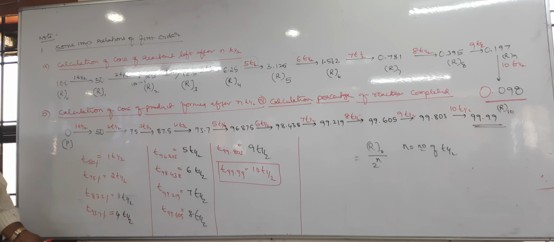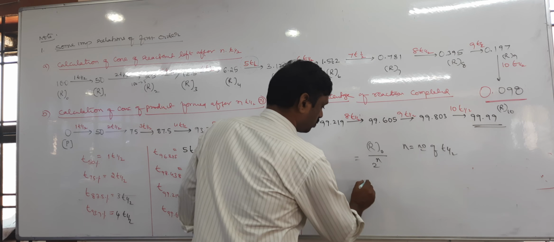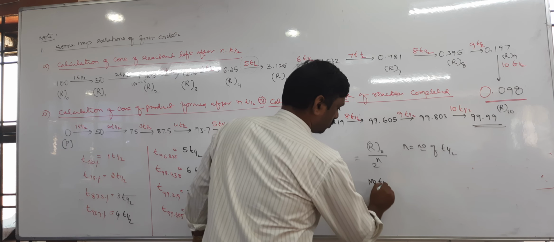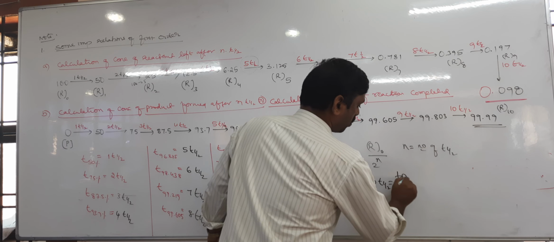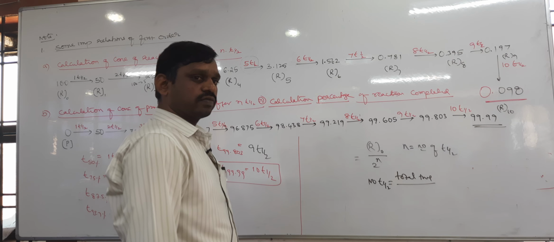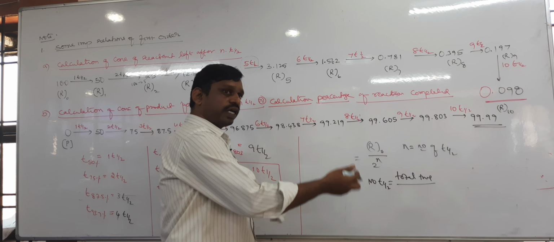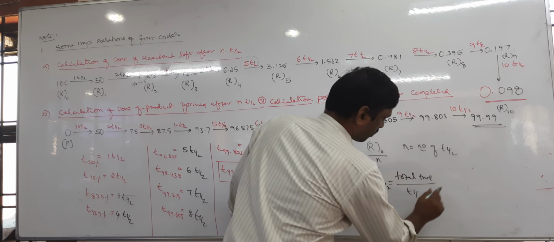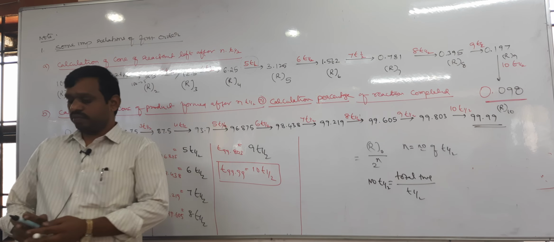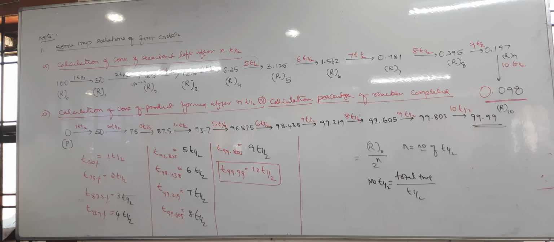Next, one more formula. Number of t half equals total time divided by t half. Total time will be given and t half will be given, so you can calculate how many t half there are. Okay, so we shall continue next class.